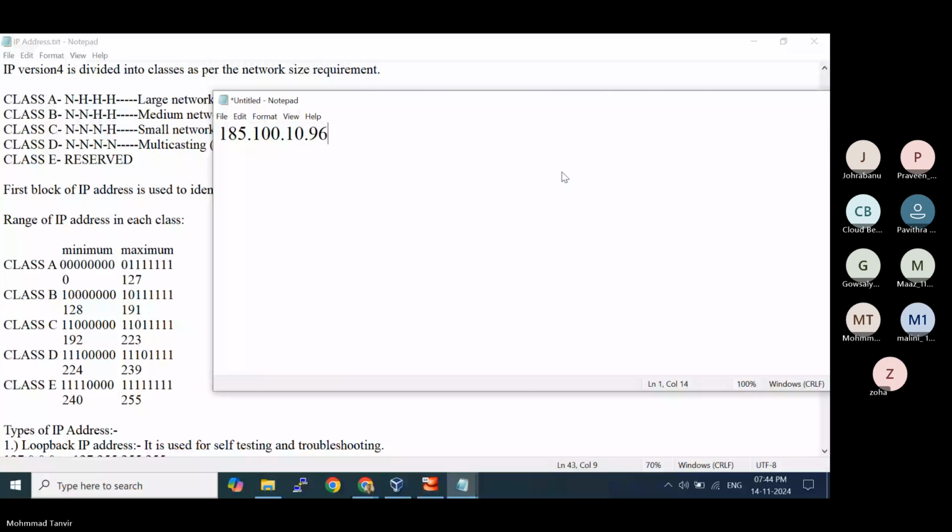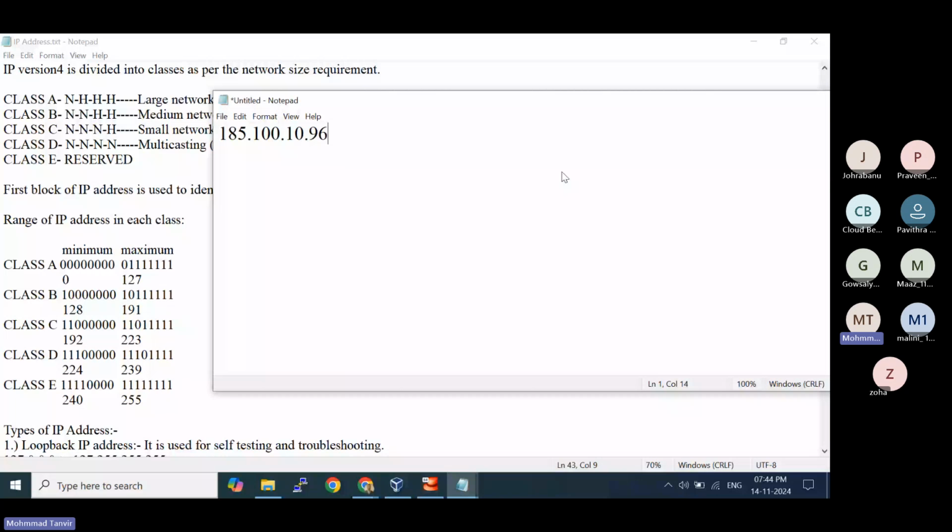Class B. Why? Because it's between 127 and 192. We have to check the first block for the network part, whether it belongs to which class, and the remaining bits we do not have to take into consideration. Correct. So only the first block value we are going to check, and the remaining we don't need to check.